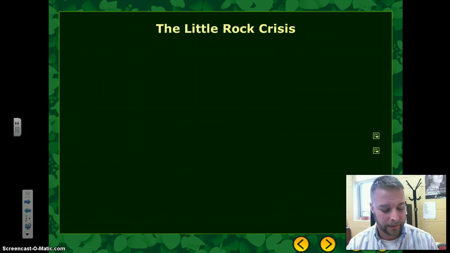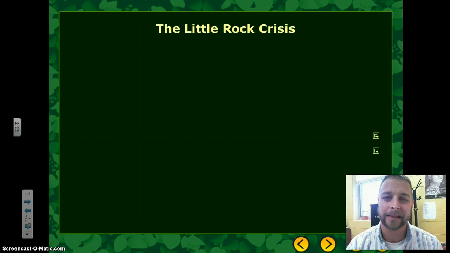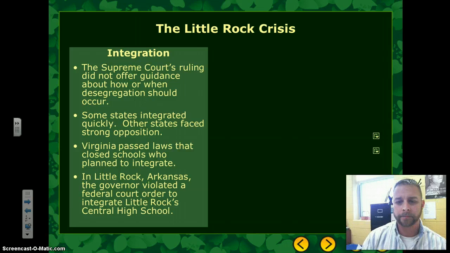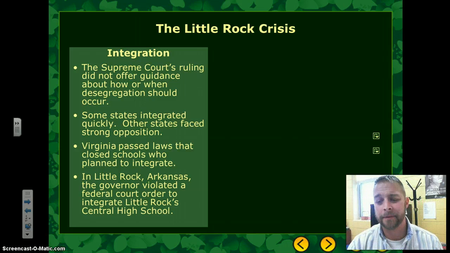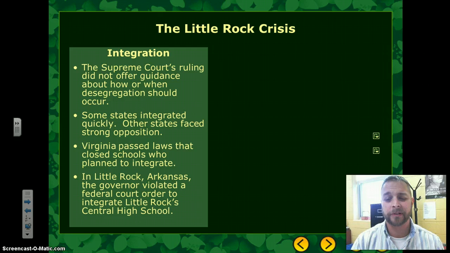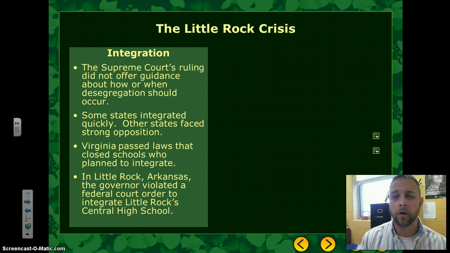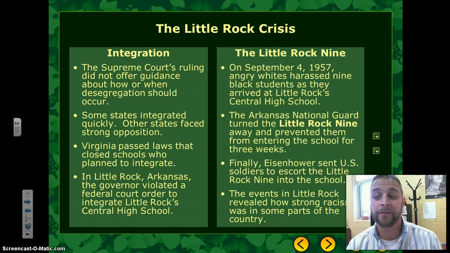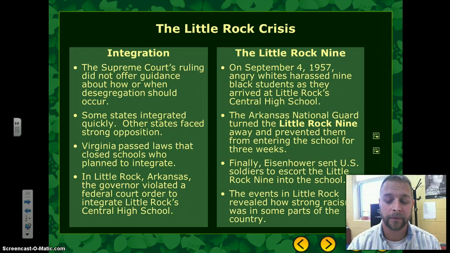But very quickly, states began testing the enforcement of this decision. So in Little Rock, for instance, the governor, Orville Faubus of Arkansas, decides that he's not going to allow integration, and it leads to a crisis. So September 1957, 9 black students try to integrate Central High School, and they're harassed by mobs of angry white protesters.